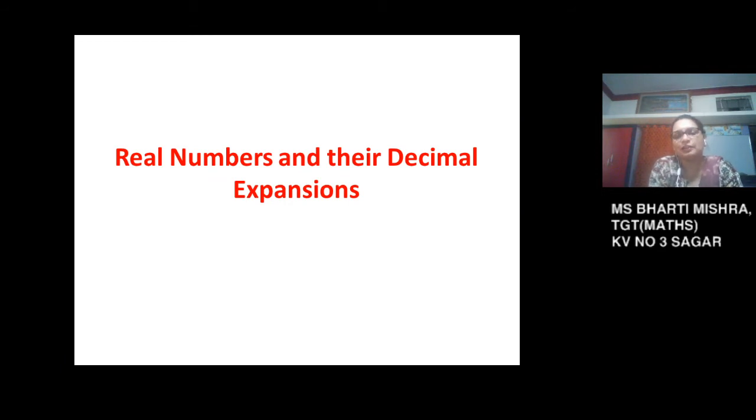In the previous class, we discussed how real numbers can be represented on the number line and the square root spiral. Today we are going to learn about real numbers and their decimal expansions. Children, I hope that as discussed in the previous class, you must have completed exercise 1.1 and 1.2. Now in continuation, we are coming to today's topic, real numbers and their decimal expansions.